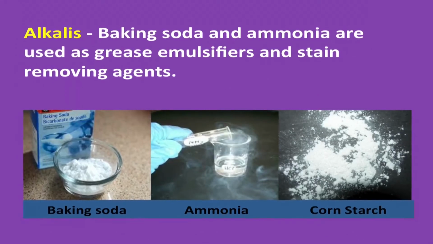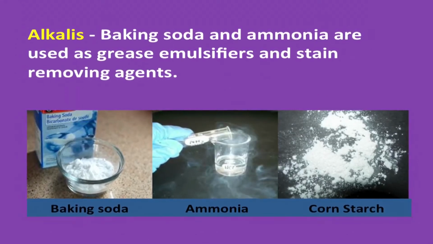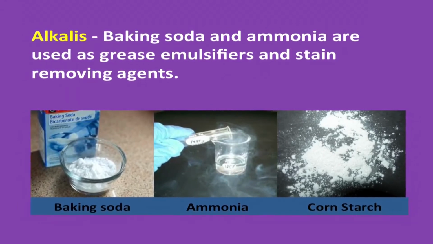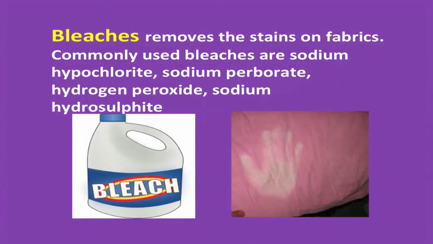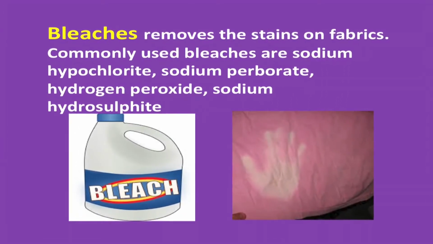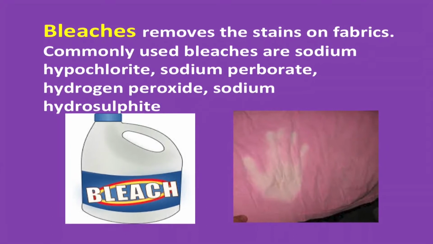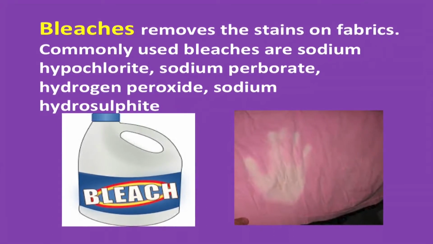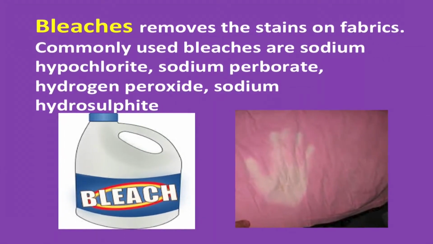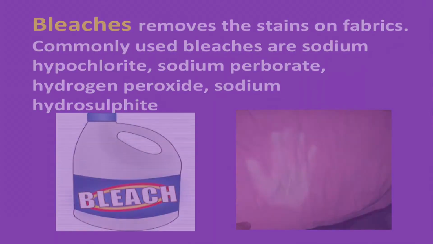Alkalis, baking soda and ammonia are used as grease emulsifiers and stain removing agents. Bleaches. Stains on fabrics are removed by bleaches such as sodium hypochlorite, sodium perborate, hydrogen peroxide, sodium hydrosulfide, etc.